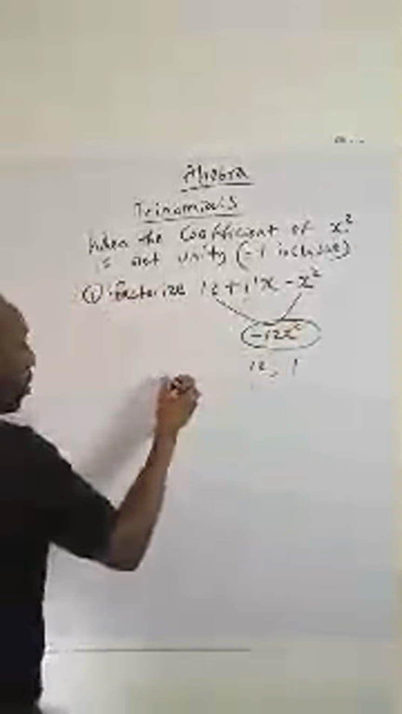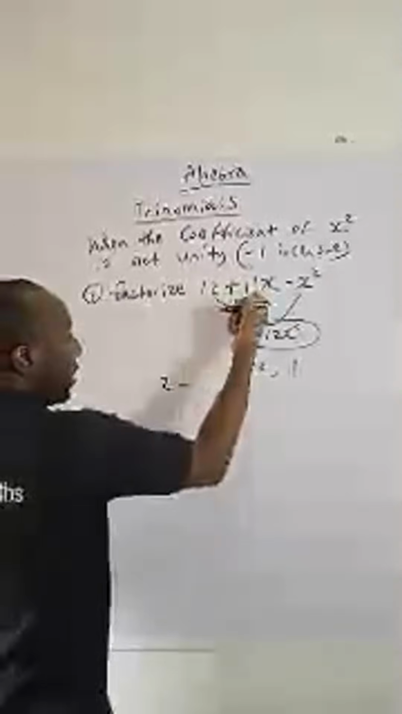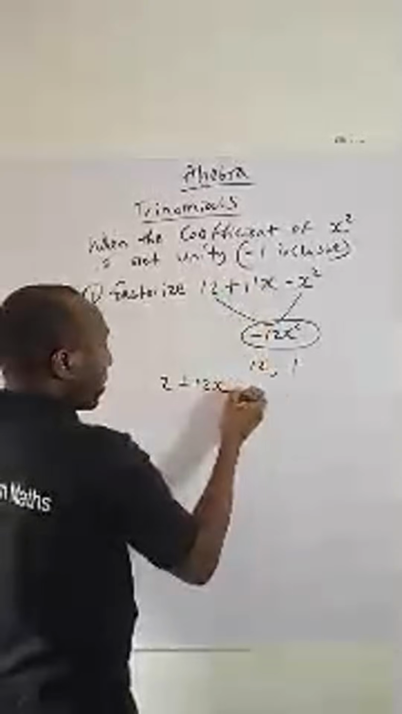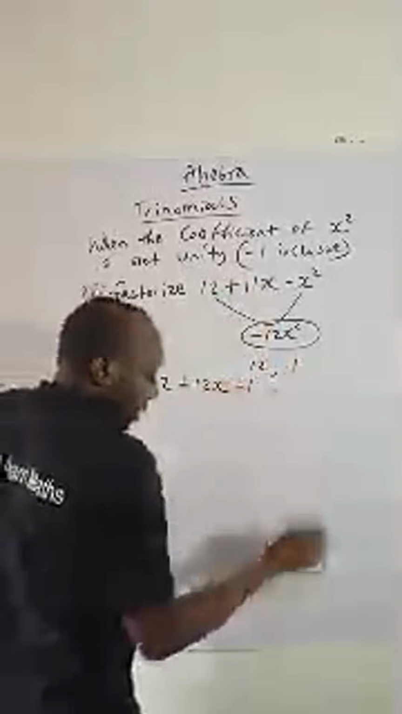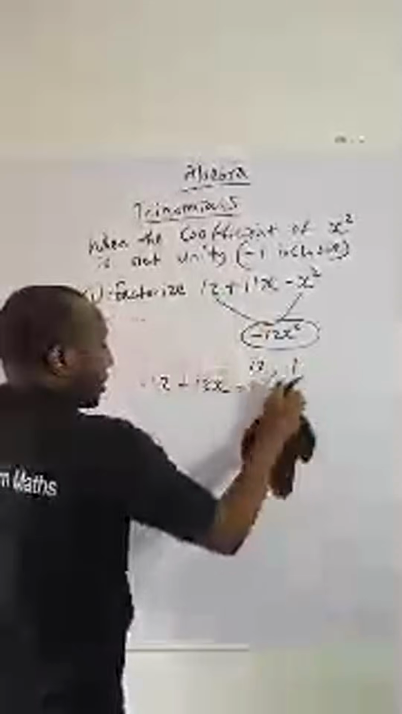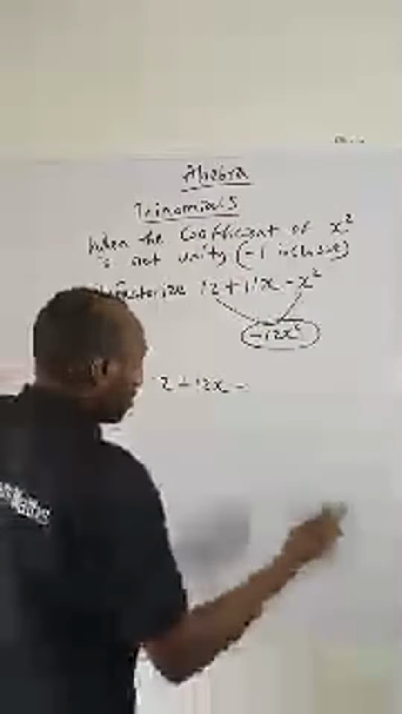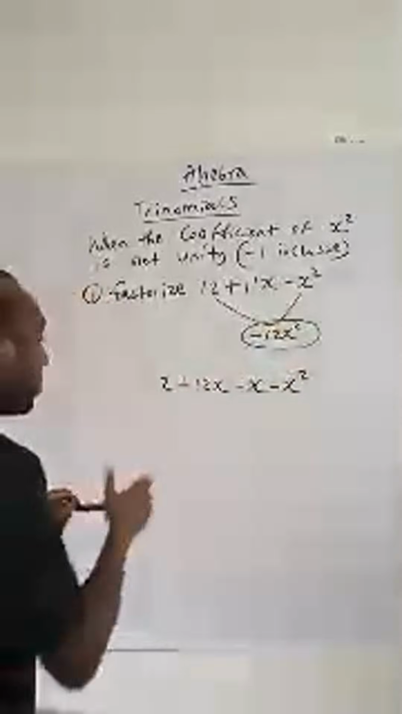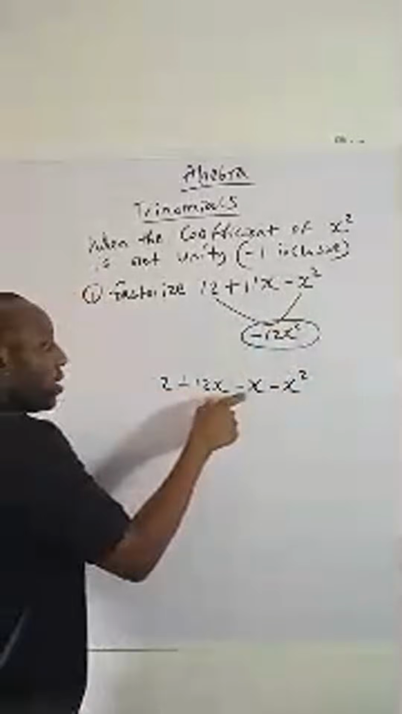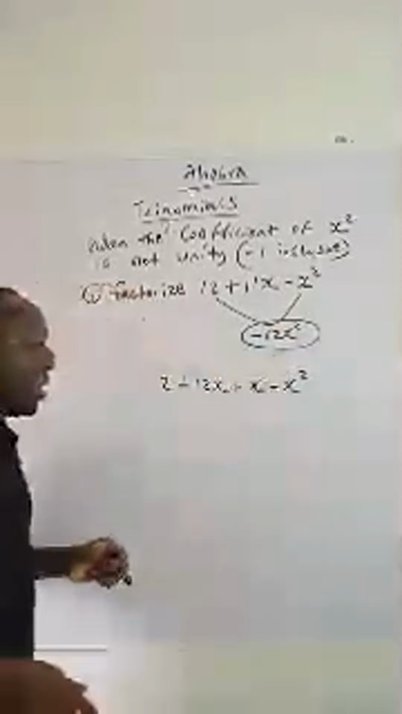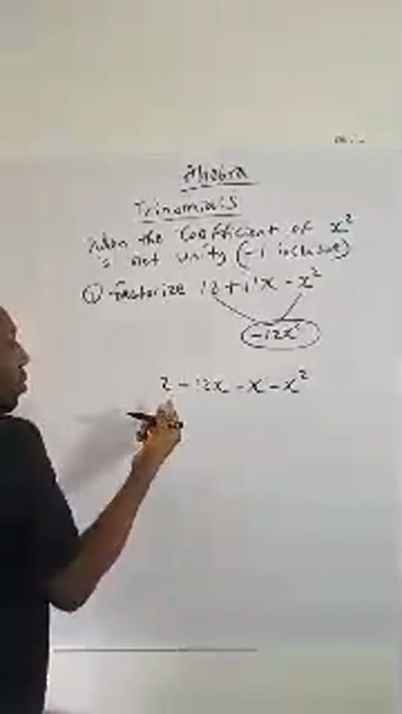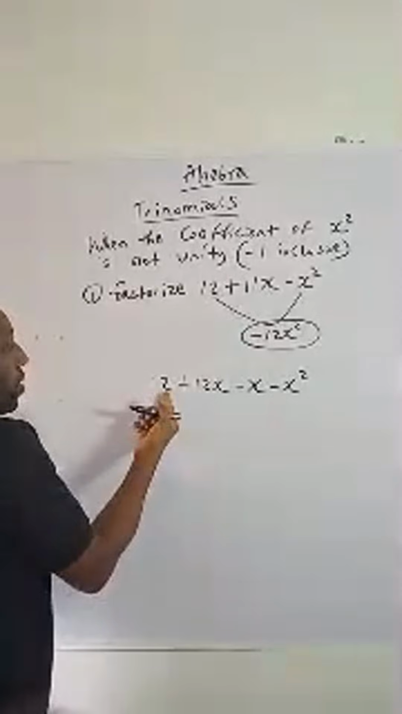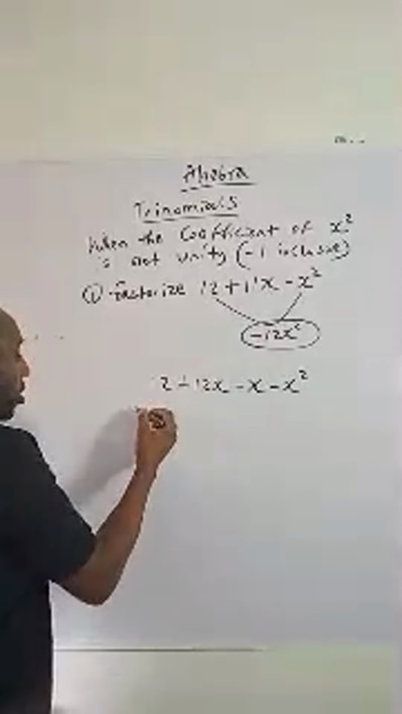So let's write it: 12 plus 11x will now be 12 plus 12x minus x, then minus x squared. So here we can now factorize. Pick the first 2 terms, factorize them, and the last 2 terms, factorize. And let's see what that will give us. So let's go. What's common between 12 and 12x? Isn't that 12?